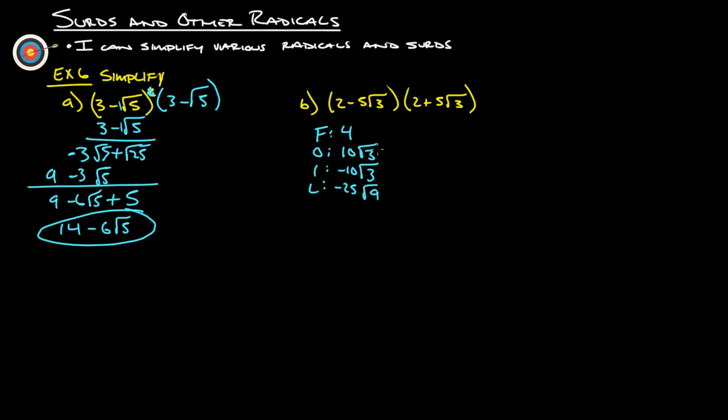9. Okay. Nice part about this one here is that these two are opposite, so they're going to cancel each other out, and we're just left with 4 minus 25 root 9, right? Now, we know that root 9 is the same thing. Square root of 9 is 3, so that's 4 minus 25 times 3, which is 75. So that's going to give us negative 72 for our final answer.